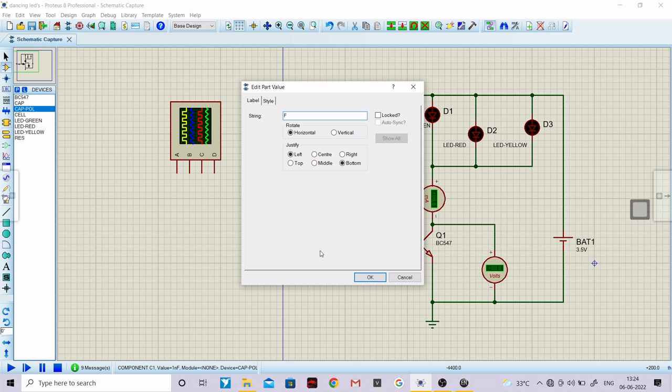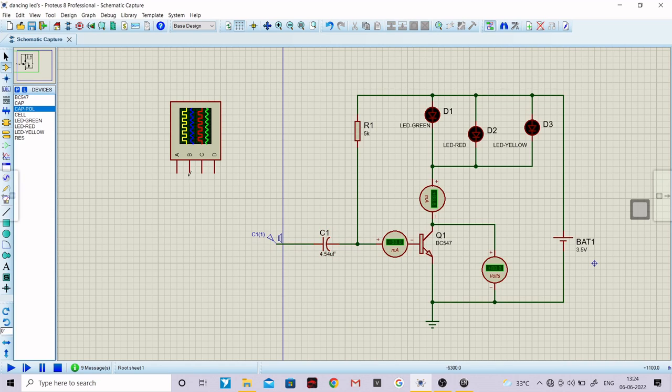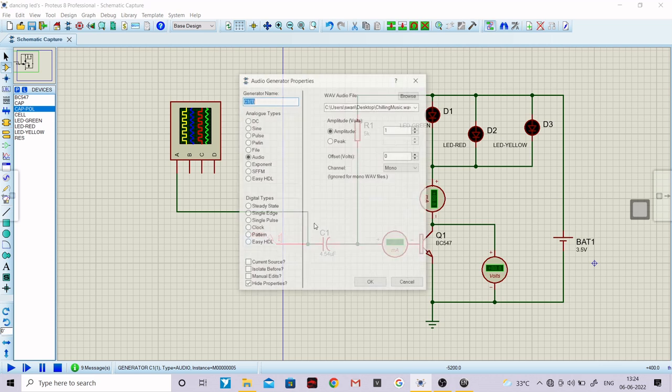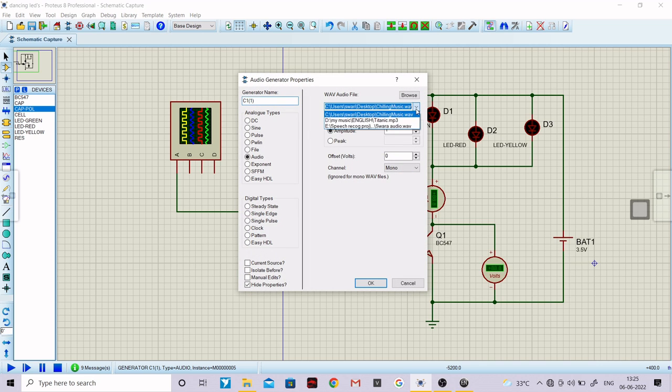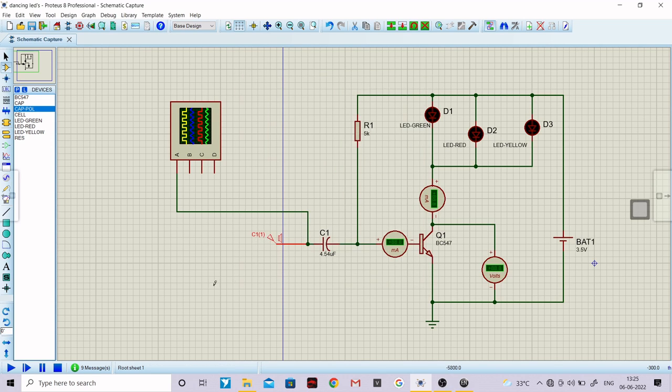So it is 4.54 microfarad, okay. And then I will put this over here, yeah. And obviously this should be in the wave format, as you can see over here, .wav. I selected it over here, and then okay. And then I'll run this particular circuit, and then I will check.